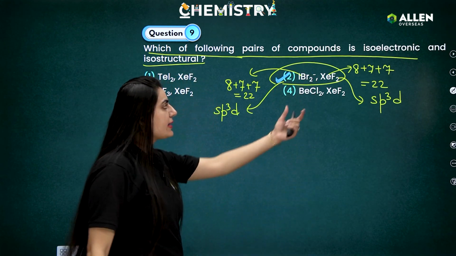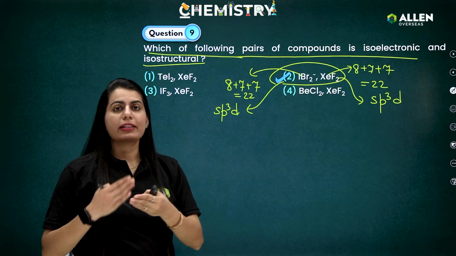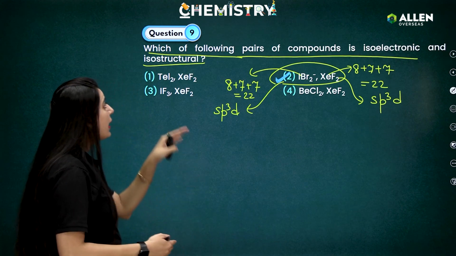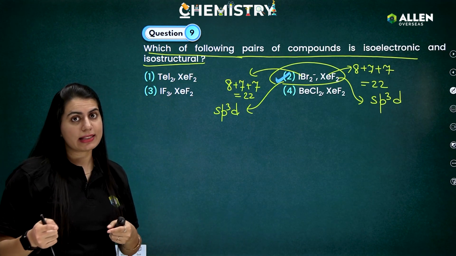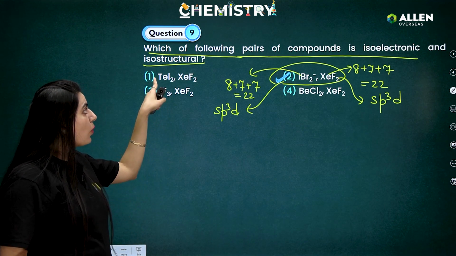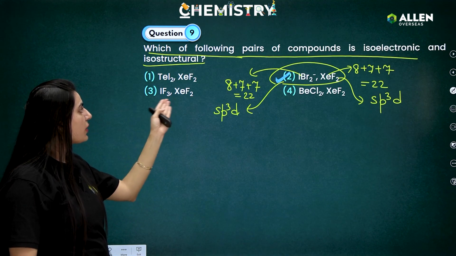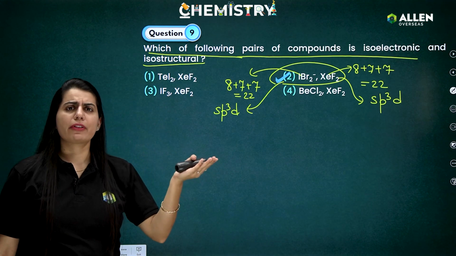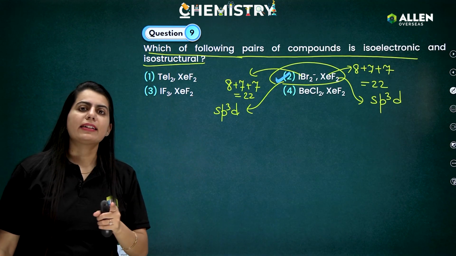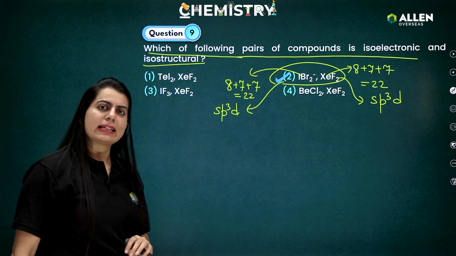Here you can clearly see there is a difference in hybridization, and you will come across a difference in valence electrons also. In this particular case, you will come across a difference in valence electrons because this is the 16th group and this is the 18th group. And here also you can clearly see a difference in valence electrons and a difference in the number of atoms as well. So the answer for this question will be second.